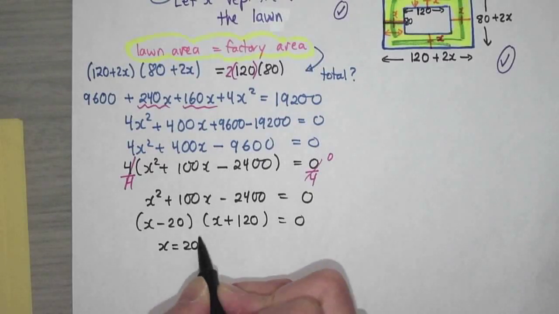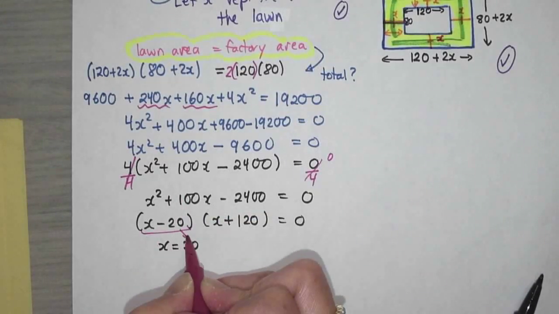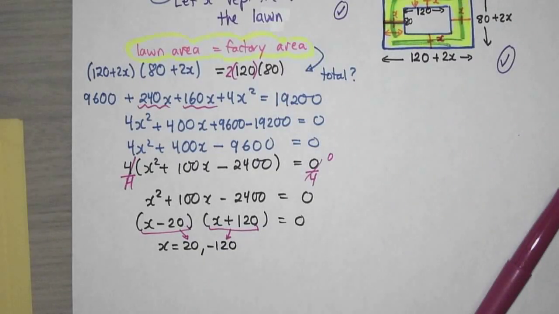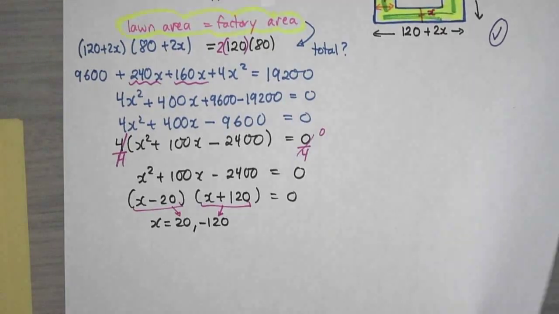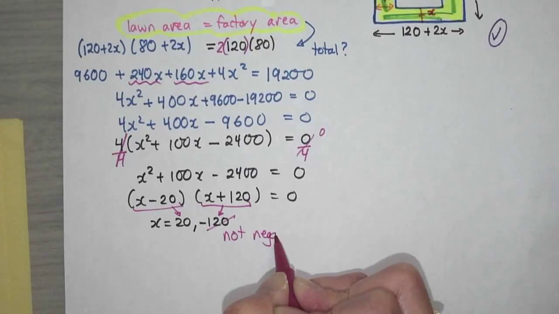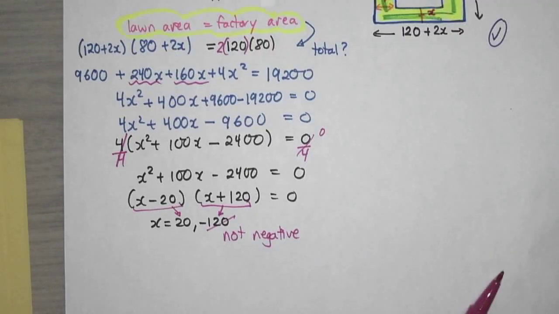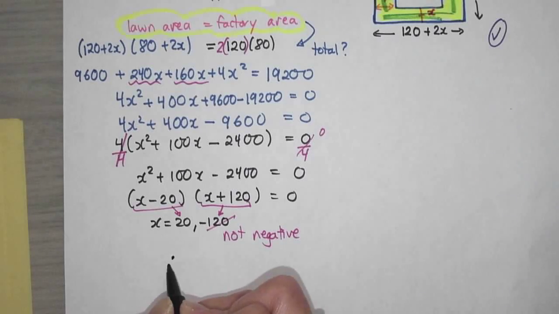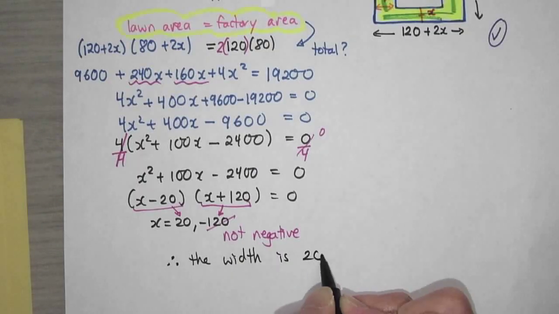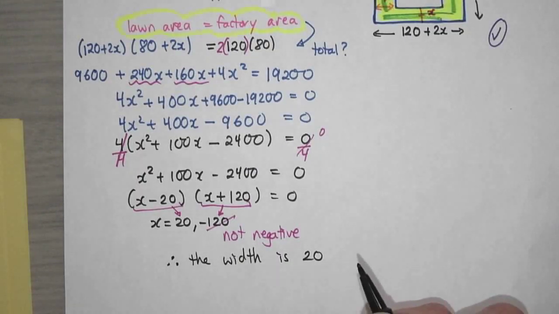Here we get x equals 20 from this bracket. And then you're also going to get x equals negative 120 from here. And then you're going to cross off the one that's not possible, the negative. You can't have negative dimensions for a shape. And then your answer here is therefore the width is 20 meters, 20 meters for the grass around.